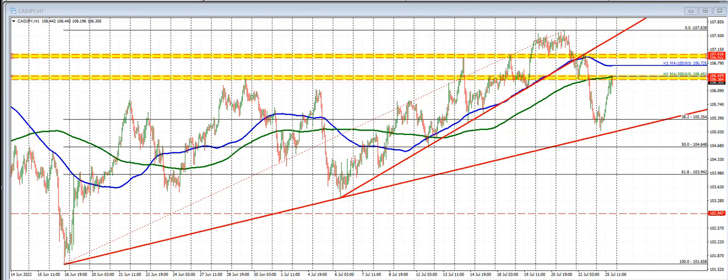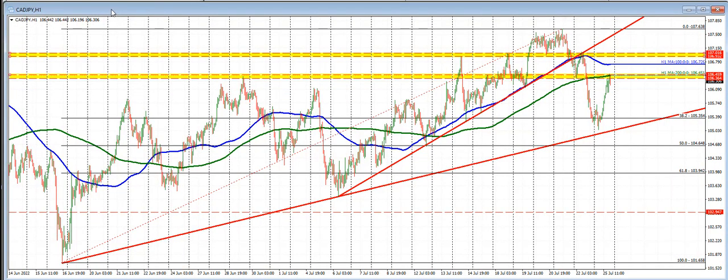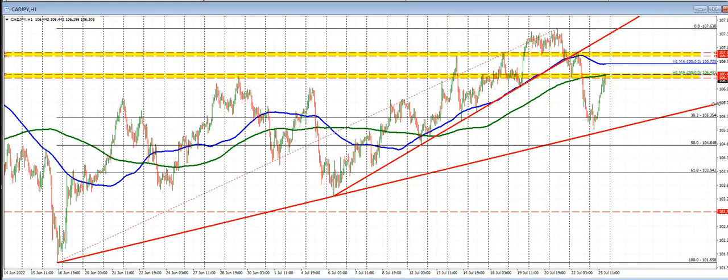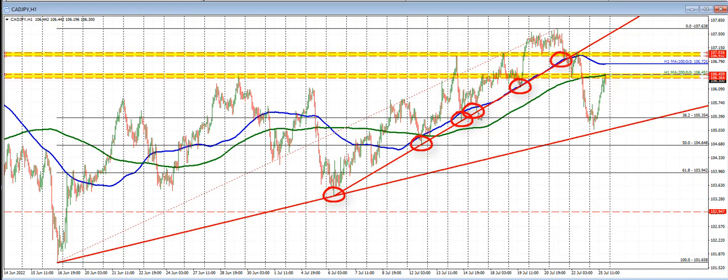Now, I'm looking at the hourly chart of the Canada versus yen, and what you can notice off of this chart is that I've drawn some trend lines. First of all, there's a trend line right here, and note how many points that trend line finds support against. A number of different points along those lines, right? So that increases the level's importance.